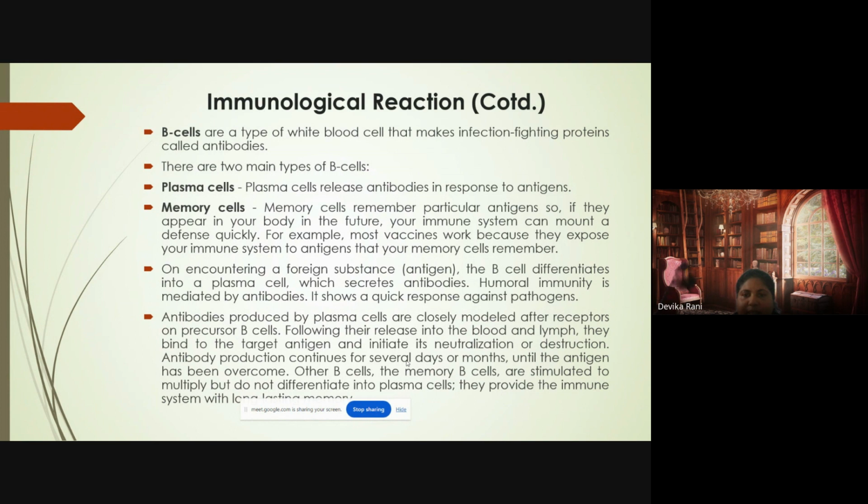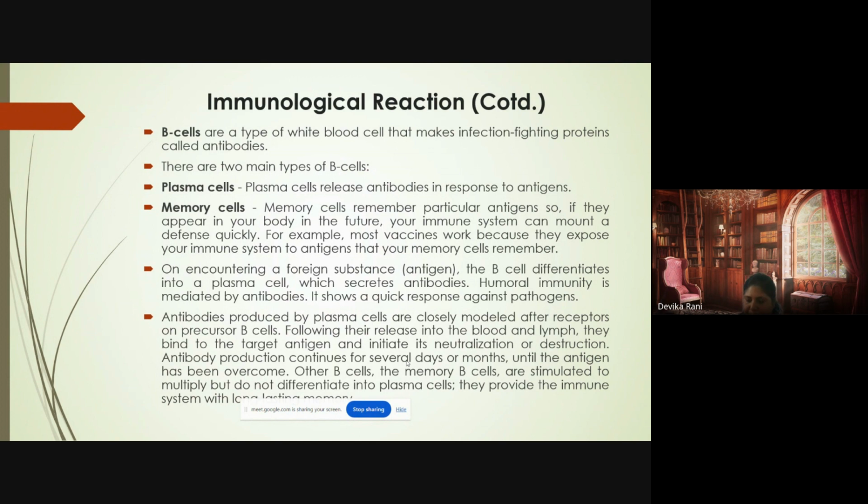Other B cells, the memory cells, are stimulated to multiply but do not differentiate into plasma cells. They provide the immune system with long lasting memories, so that next time when there is an attack, immediate and faster action can be taken.